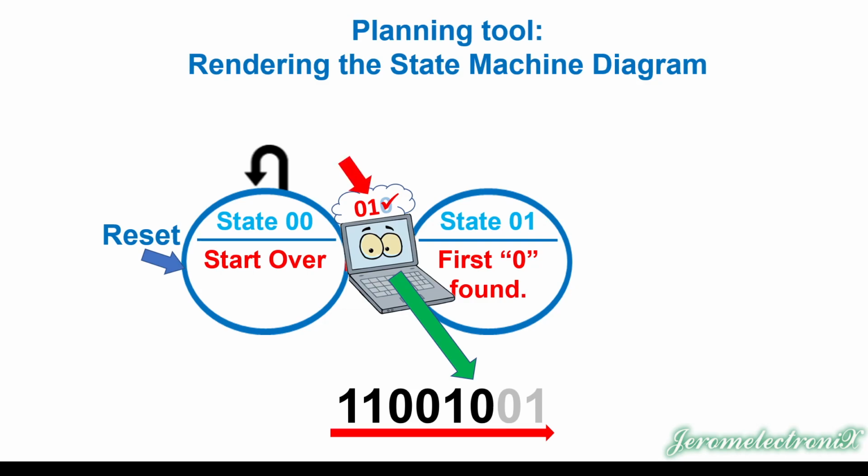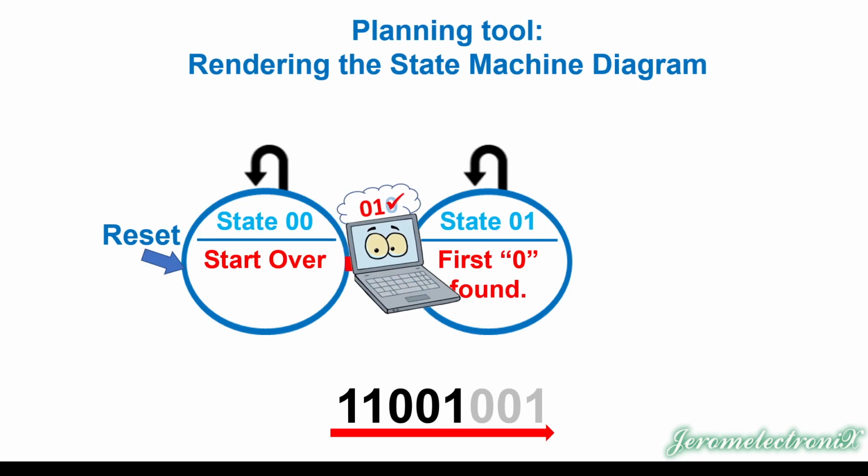We're going to return the attention of the computer back to this state, because even though that previous 0 wasn't the first 0, this 0 is or could possibly be the first 0 in the sequence. So rather than starting over again, since we have a 0, we're just going to return the attention of the computer to this state.